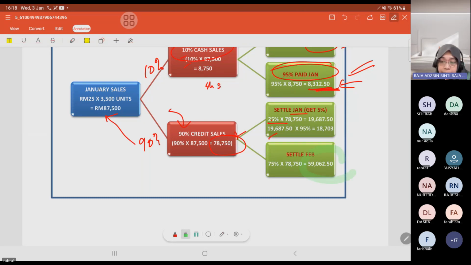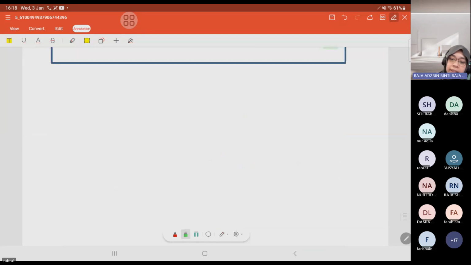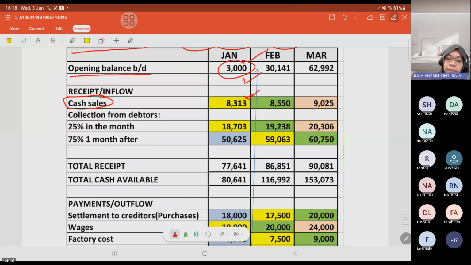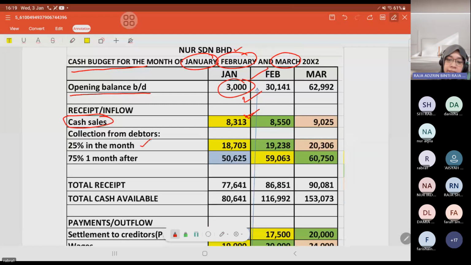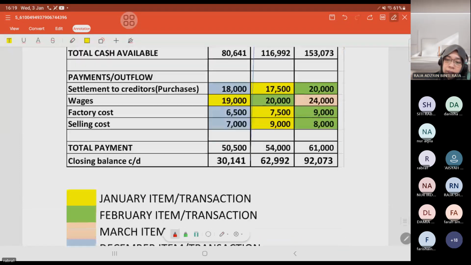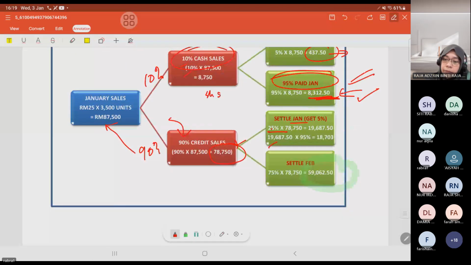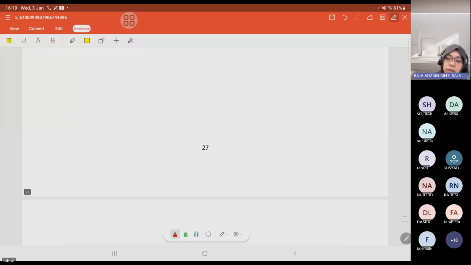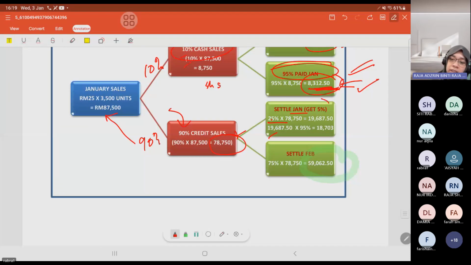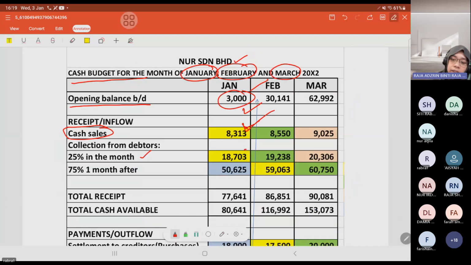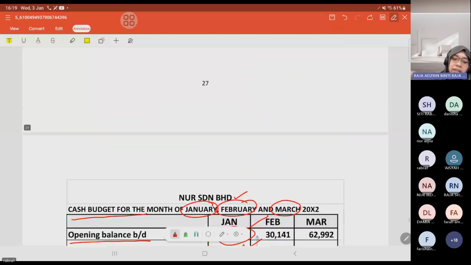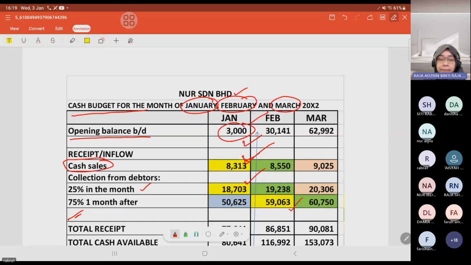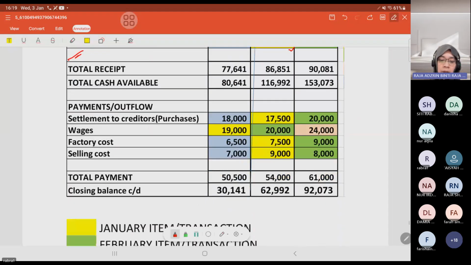So when you do the statement, okay, this one, tadi saya kata 8313, kalau saya round off, so you will get here 8313, okay. So then 25% in the month, maknanya in the same month, that will be this one. Paid in January, 8313, this one, and then 18,703. So 18,703 settled in January as well. Okay, 18,703 here, and then the 75% 1 month after means in February lah. So this one settled in February, 59063. Okay, 59063. Yang kuning ni will be all the January items tadi.